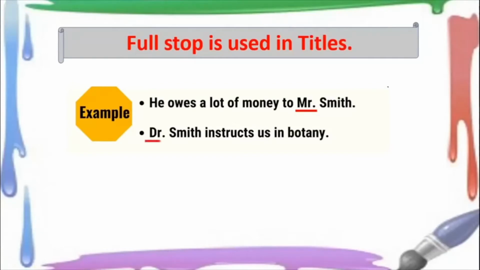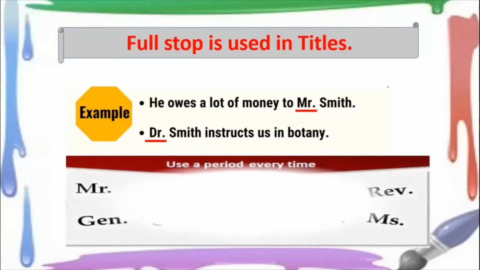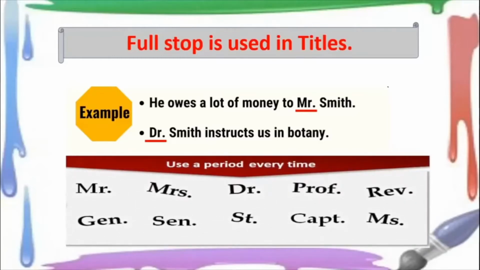Dr. Smith instructs us in botany. So see, doctor is a title over here. You can also call it an abbreviation or a short form, but we will look at it separately. Here doctor is a title given to a person according to his profession. You use a period after titles like this: Mr., Mrs., Doctor, Professor, Reverend, Captain, Saint, General, etc. So the very first use of full stop is in titles.